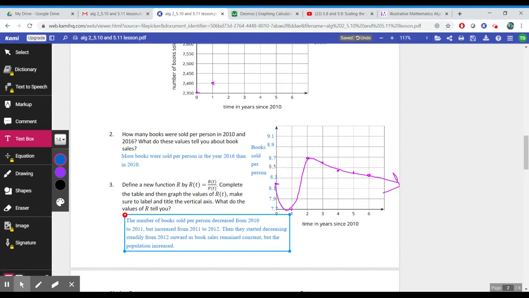But your explanation doesn't have to be exactly the same as mine. The one I came up with was the number of books sold per person decreased from 2010 to 2011, but increased from 2011 to 2012. Then they started decreasing steadily from 2012 onward as book sales remained constant, but the population increased.